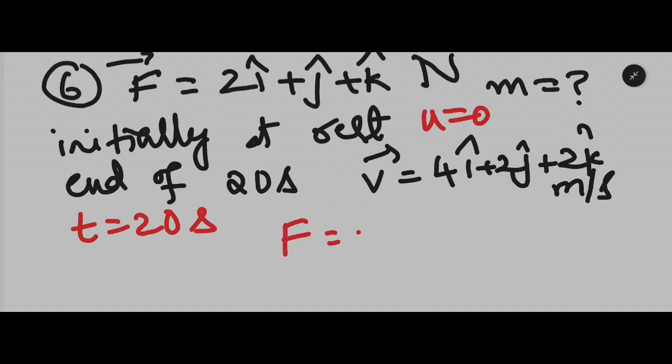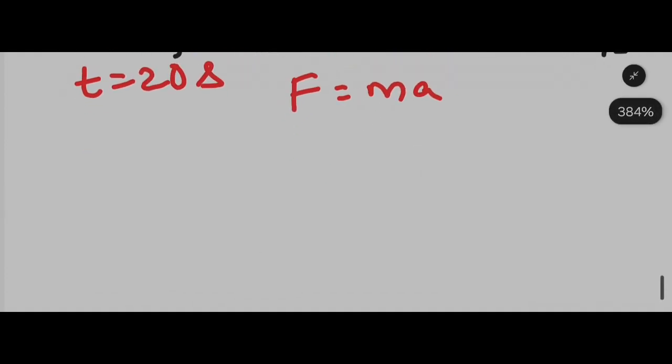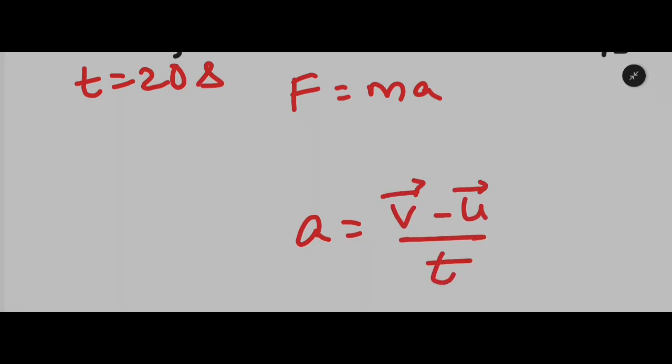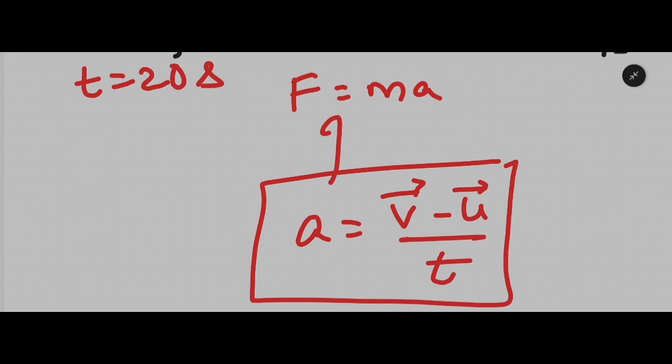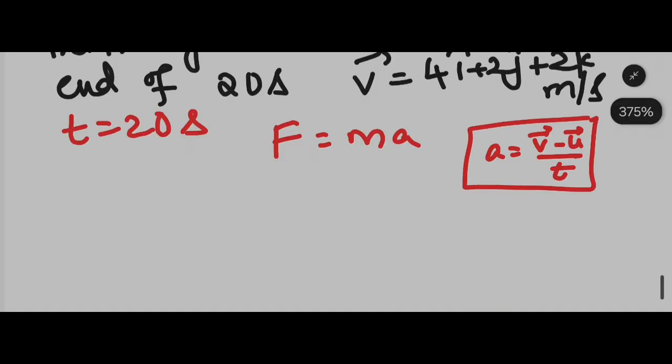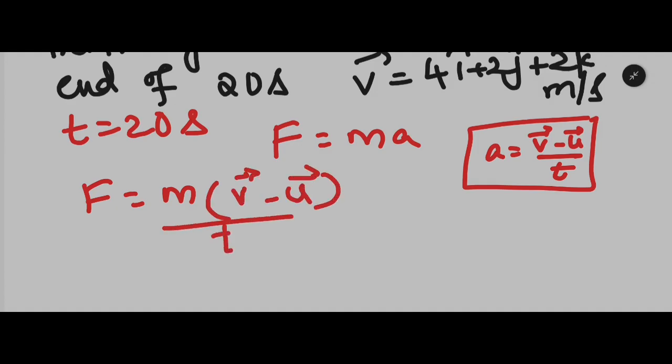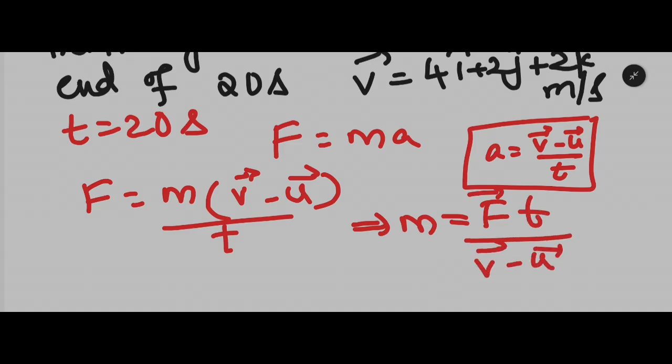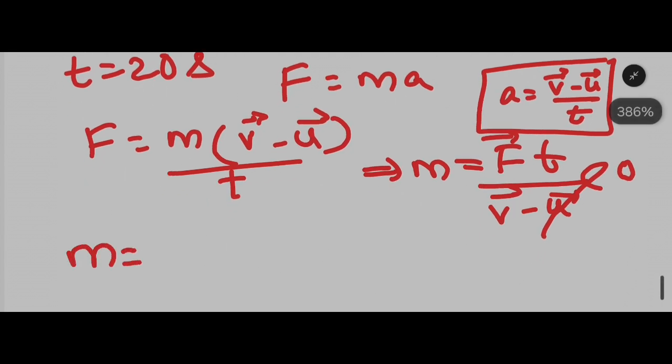So F is equal to ma, we know this formula. Now, what I am going to do is make changes. We know this formula also: a is equal to V bar minus U bar by t. So I will substitute this formula in this one. Instead of a, I will put this one. Is it wrong? No, it is correct. So the formula will be altered as F is equal to m into V bar minus U bar by t. And we need m, right? So m is equal to F bar into t by V bar minus U bar. See, as I have told, mass is a scalar, so you have to find only magnitudes. Here u is 0, so m is equal to Ft by V. Now we need magnitudes for substitution.